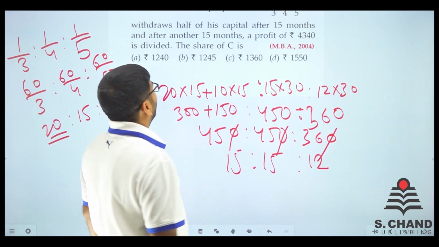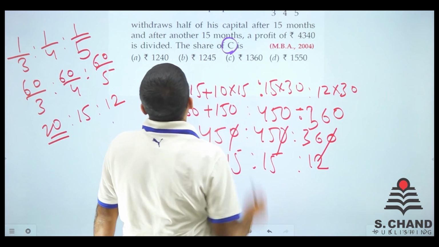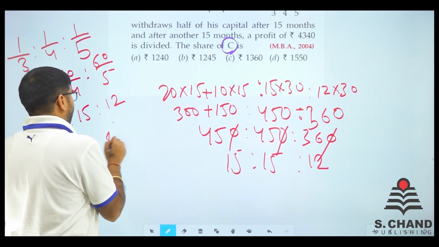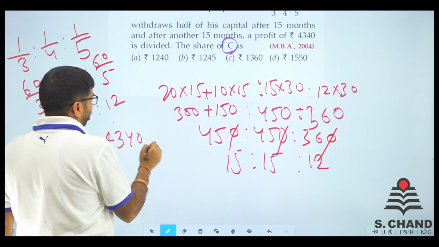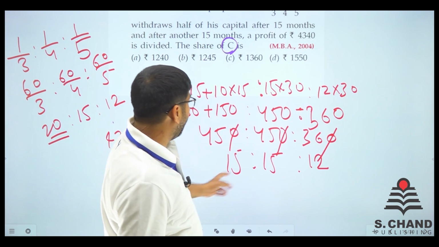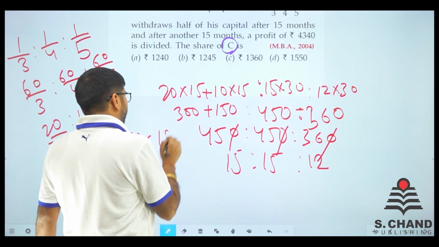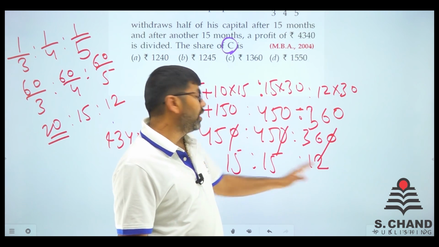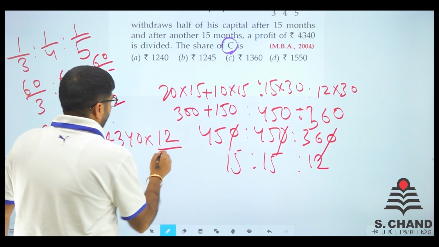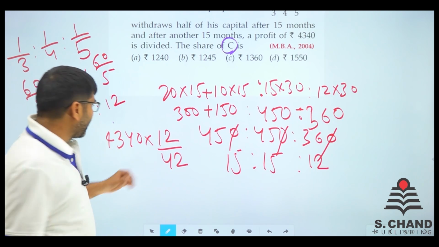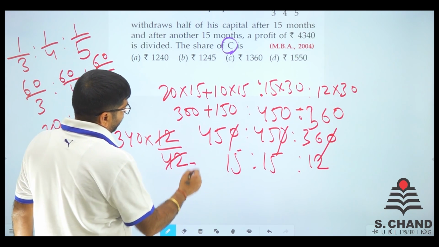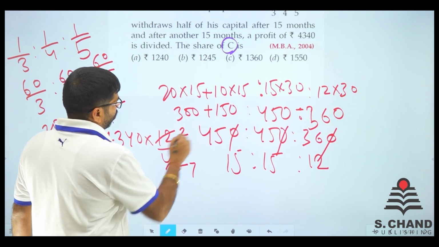Now what do we do? We want to know C's share, right? The profit is 4340. So total profit is 4340 into C's share, that is 12, divided by the total portion, 15 and 15 is 30, 30 and 12 is 42. So 42. Okay, so let's calculate this, 12 and 42. 6 into 7 is 42. 6 into 2 is 12.